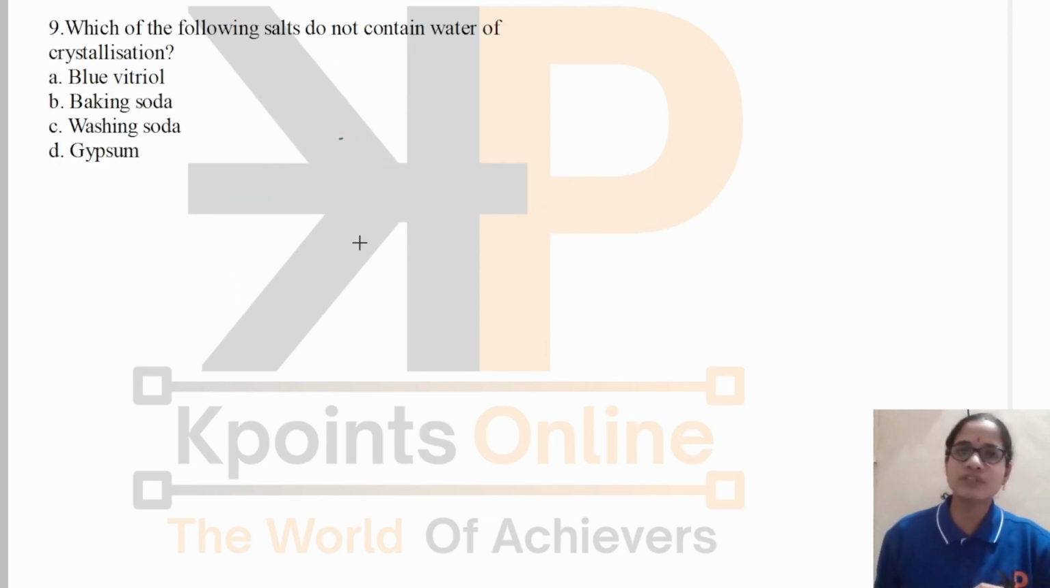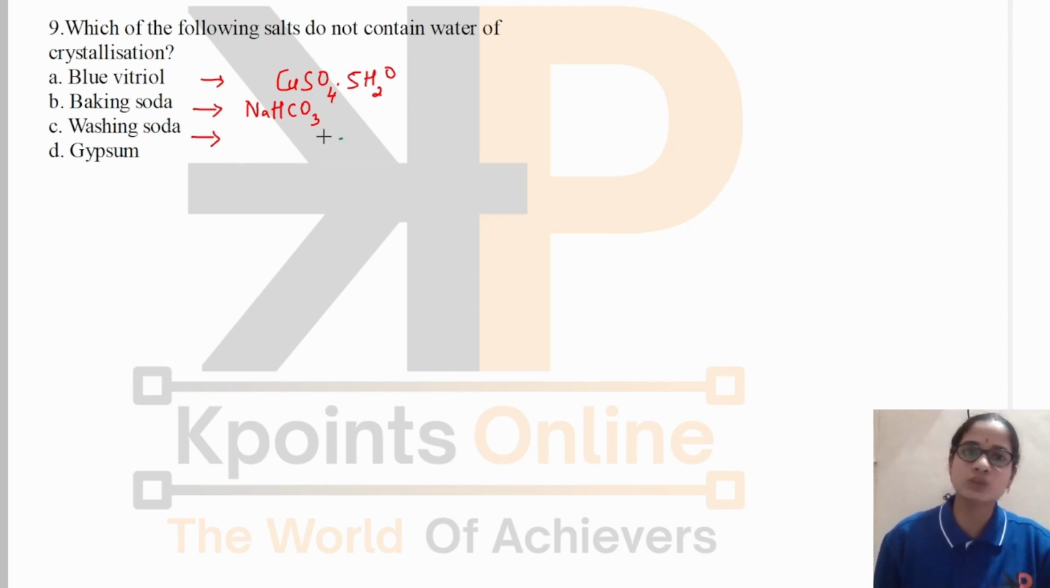Okay. Then which of the following salts do not contain water of crystallization? First, we should know the molecular formula of each compound in order to identify which of these is not containing water of crystallization. What is blue vitriol? It is copper sulfate pentahydrate, CuSO4·5H2O. It is the formula for blue vitriol. Then what about baking soda? The formula is NaHCO3, sodium bicarbonate. Then what about washing soda? It is sodium carbonate decahydrate, that is Na2CO3·10H2O.